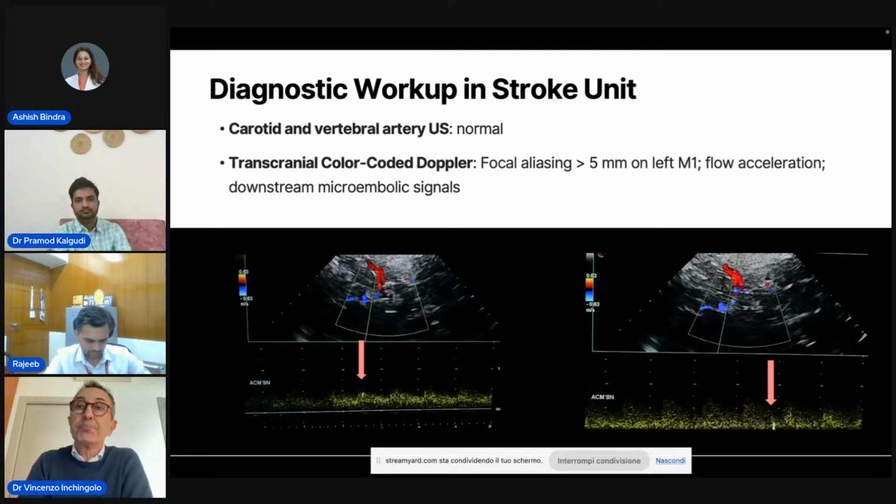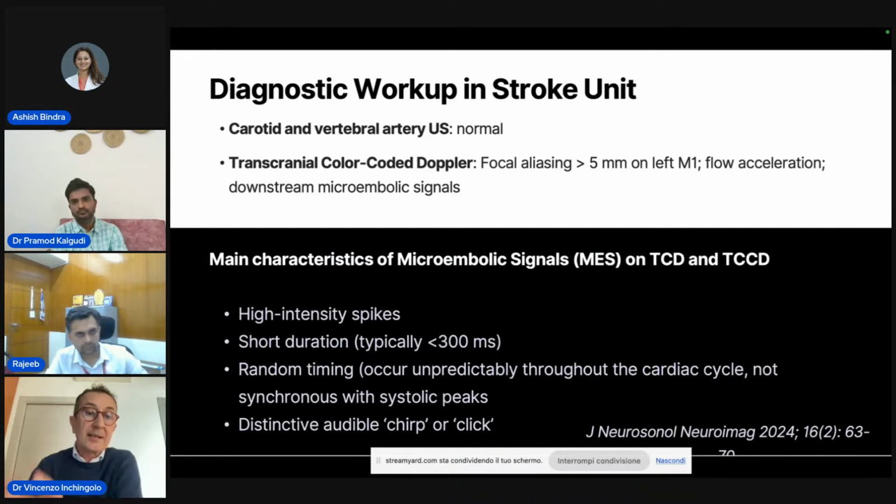This is in the acute phase. These are the main characteristics of microembolic signals on TCD, but also on TCCD. High intensity spikes have short duration, and occur at random times, unpredictably throughout the cardiac cycle, not synchronous with the systolic peaks, and have a distinctive audible chirp or click.